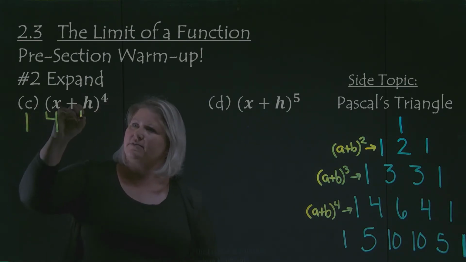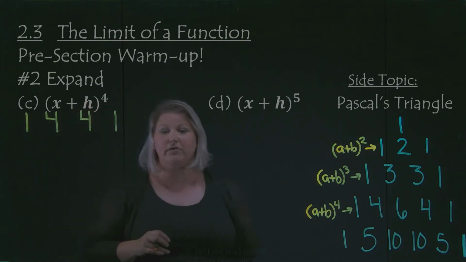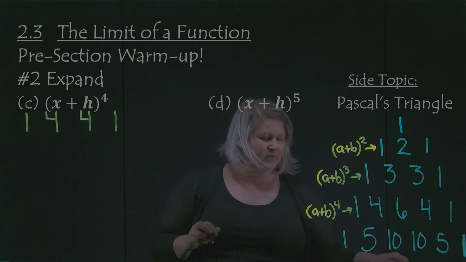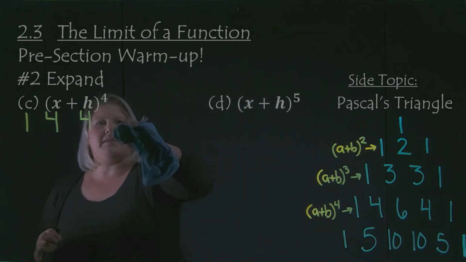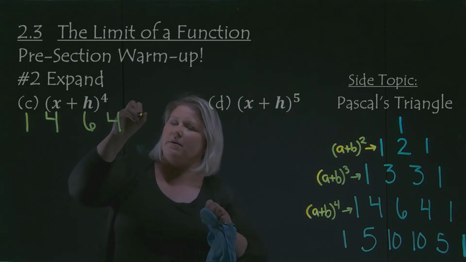So what I'm going to do is first write the Pascal's triangle numbers for that row down. Oh, except I skipped one. I'm going to write the right ones down. 1, 4, 6, 4, and 1.